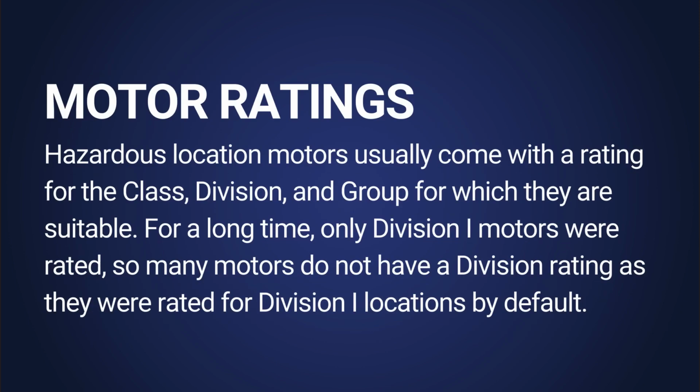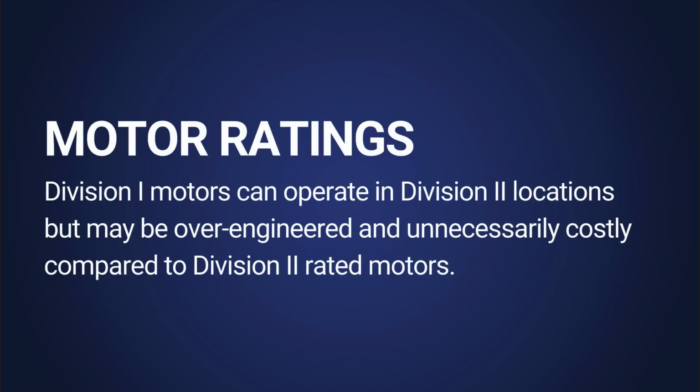Motor ratings. Hazardous location motors usually come with a rating for the class, division, and group for which they're suitable. For a long time, only Division 1 motors were rated, so many motors do not have a division rating, as they're rated for Division 1 locations by default. Division 1 motors can operate in Division 2 locations, but may be over-engineered and unnecessarily costly compared to Division 2 rated motors. Why spend more if you don't have to?